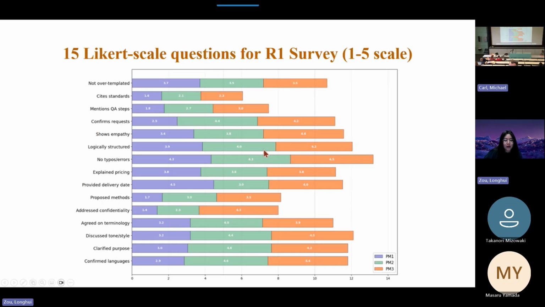And then here are our 15 Likert scale questions, including confirm languages, clarify purpose, discuss tone or style, agreed on terminology, address the confidentiality, propose methods, provided delivery date, explained pricing, no typos, logically structured messages, show empathy, confirms request and mentioned QA steps and site standards, and not overly templated.